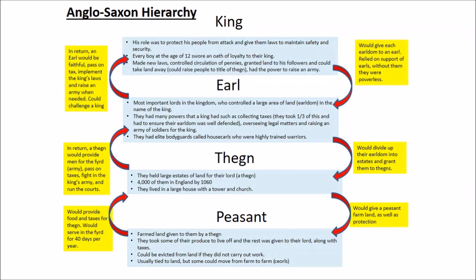Okay, so we're going to pause there. So our very first task in your book, okay, is to use the information that we have just gone through. Now you should have access to the PowerPoint.